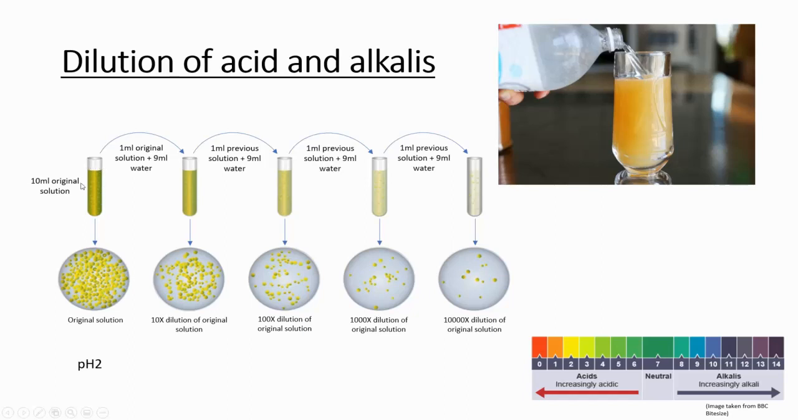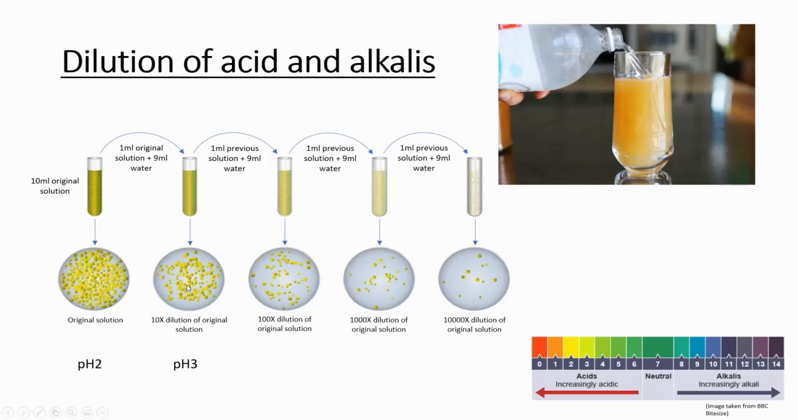So if we had 10 mils of this acid here, pH 2, and we take 1 milliliter of this, put it in another container, and add 9 mils of water to that original acid, we're going to be diluting it by a factor of 10. And every time we dilute by a factor of 10, we're going to change the pH number by 1. So this is now going to change from a pH 2 to a pH 3, and pH 3 is 10 times more dilute or 10 times less concentrated than something that's a pH of 2.